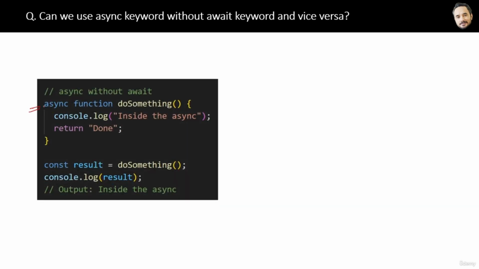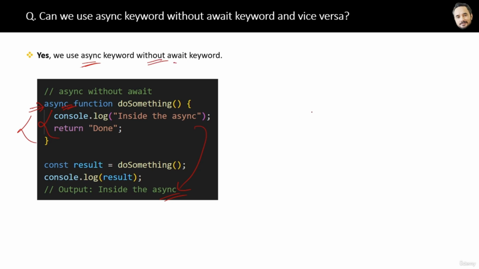Can we use the async keyword without the await keyword and vice versa? If you see this code, then yes, async without await is possible. Here you can see we have the async keyword, but we do not have the await. And it will give you the proper output like this at the end. The answer is yes, we can use the async keyword without the await keyword.